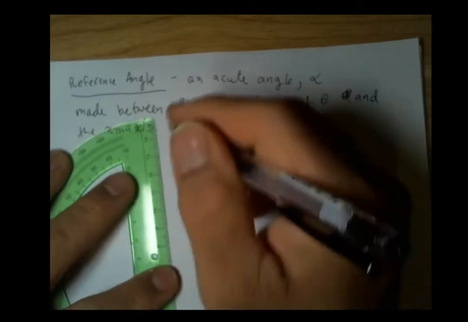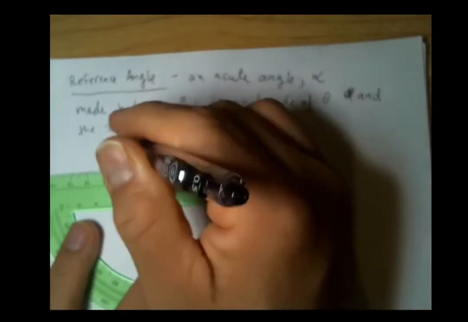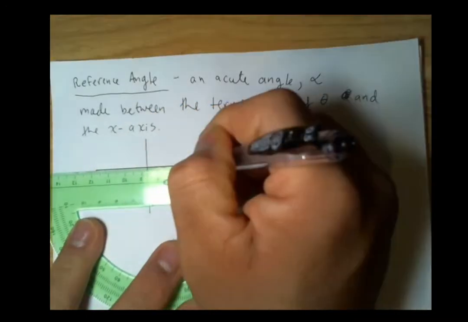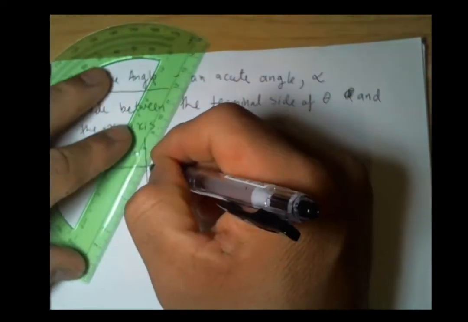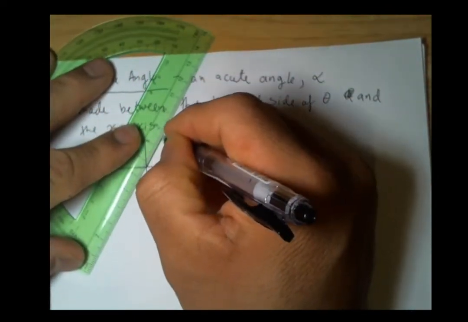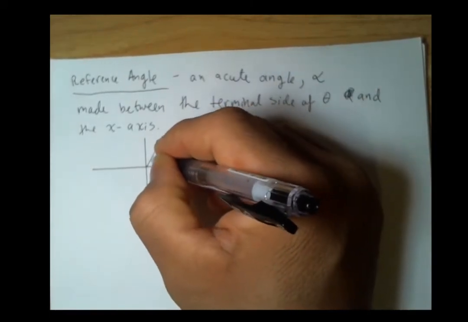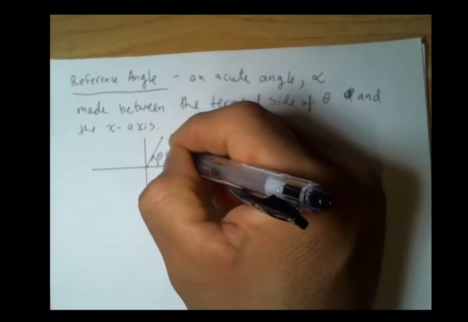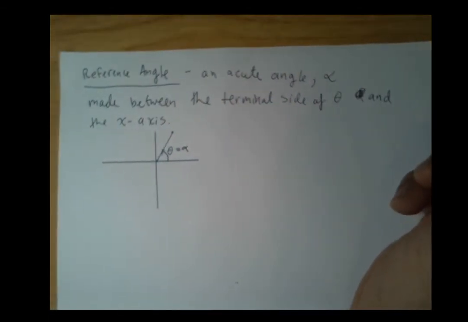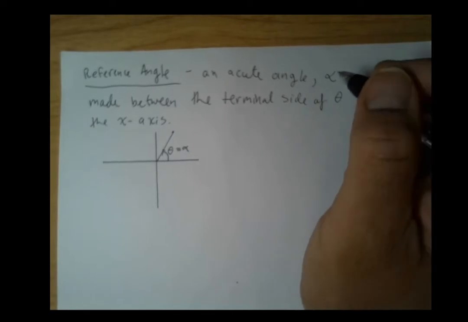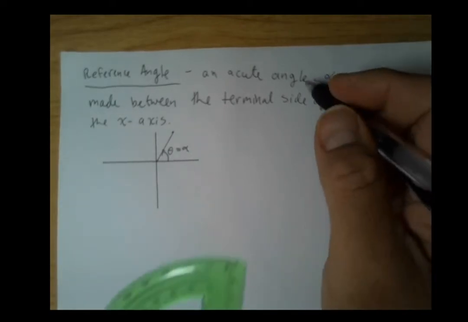So simply the x-axis. So there are, in fact, four possibilities here. Those four possibilities come from our four quadrants. It's an acute angle. So if our angle was in quadrant one, we have the terminal side there. If this was our angle theta, the acute angle made with the x-axis would also be that same angle theta. So when we're dealing with quadrant one angles, the reference angle is the same as theta.